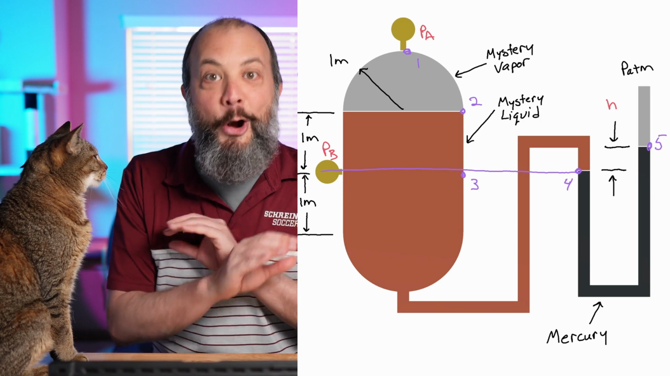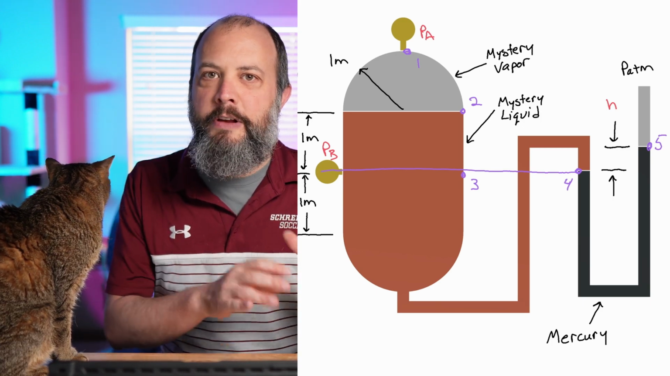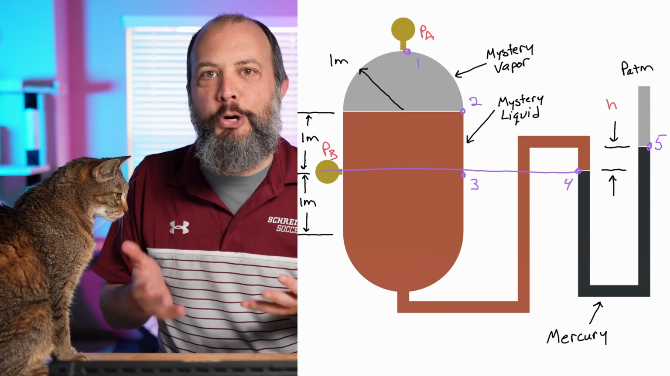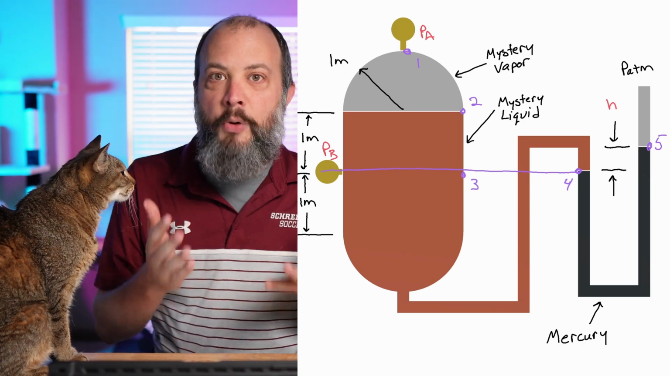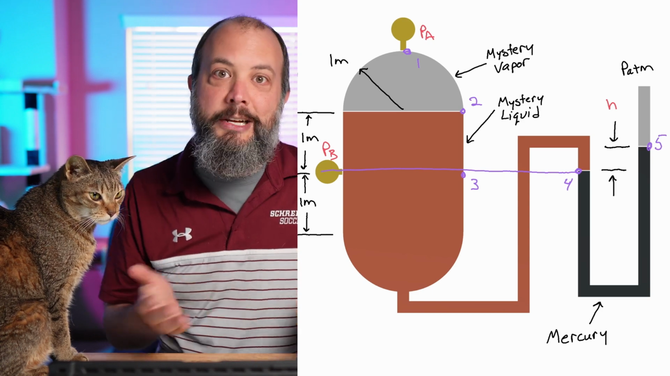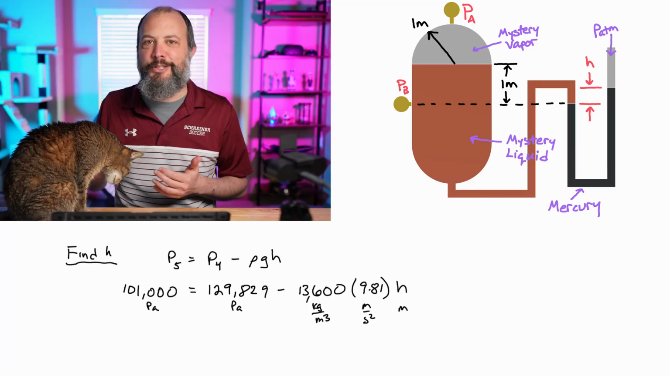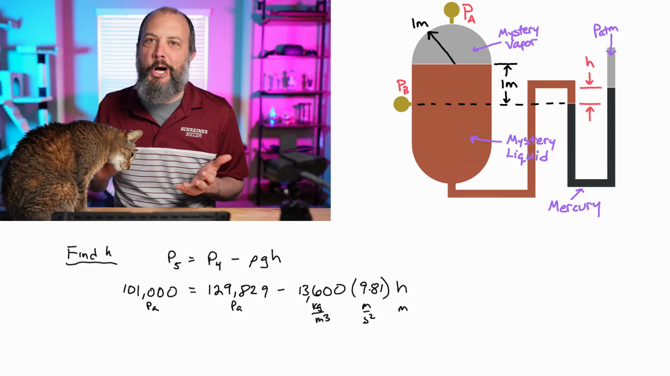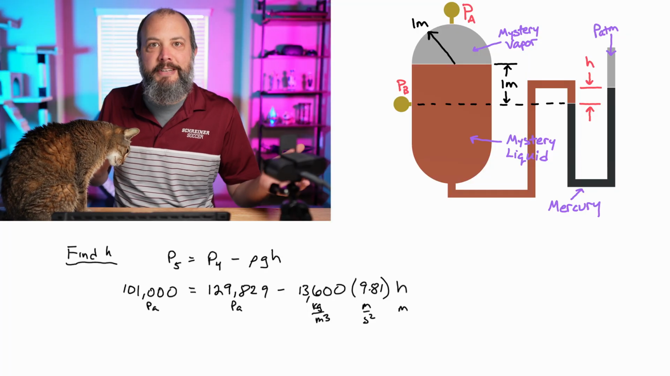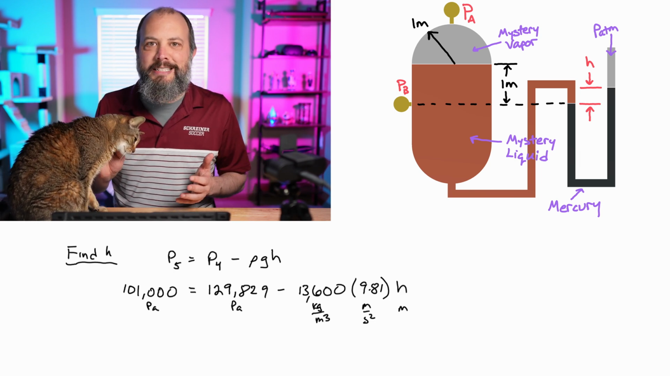Point 4 and point 3 are at exactly the same pressure. So to find the pressure at point 5, it's going to be the pressure at point 4 minus rho g h for the mercury. We're subtracting pressure due to the mercury because as you go deeper in a fluid, you increase pressure. Going shallower in a fluid, you decrease pressure. Since point 5 is exposed to the atmosphere, we've got 101 kilopascals on the left-hand side of this equation. The right-hand side, we've got that 129 kilopascals from before.